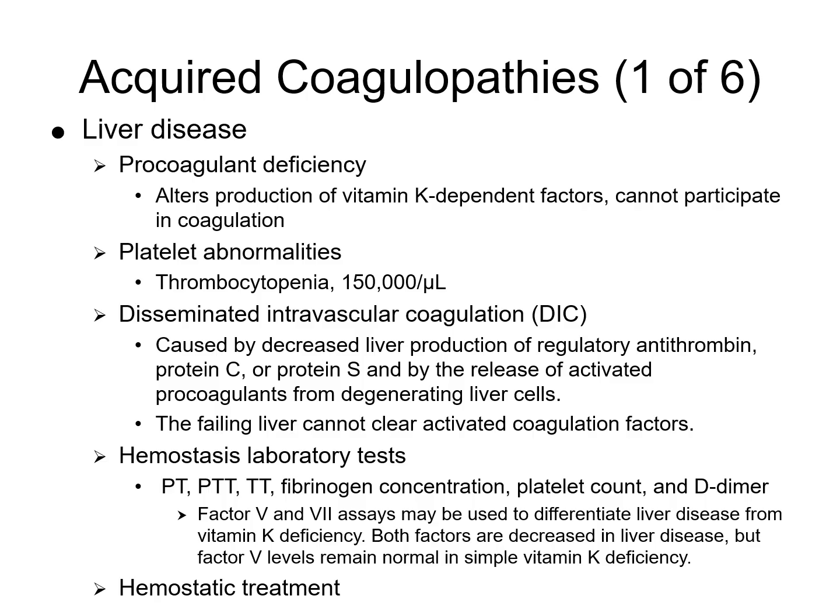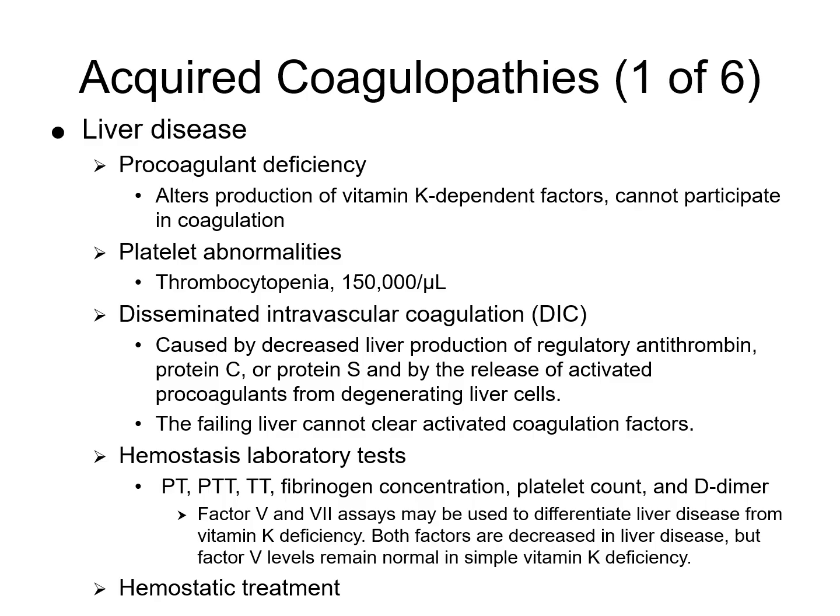Then we have hemostasis laboratory tests and liver disease. There are several lab tests that are used to assess bleeding risk and guide the management. First one is the prothrombin time, or PT. This is often prolonged due to a decrease in factor 7.